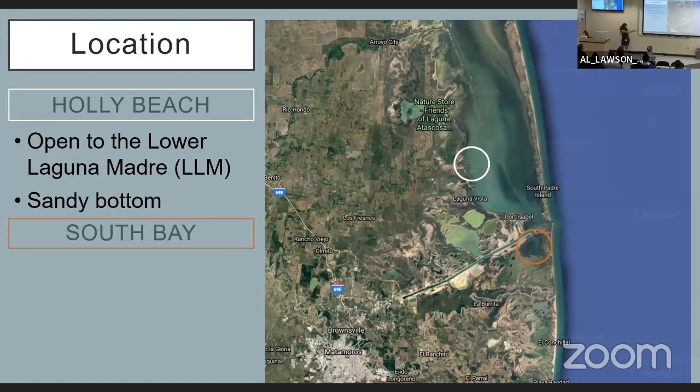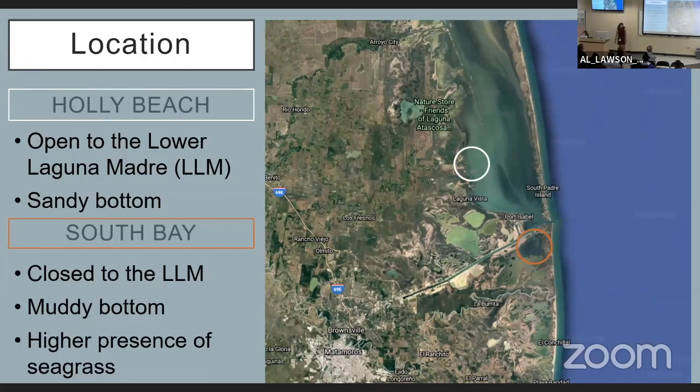Whereas our second site down below is called South Bay. That's our bay system. It's more closed off from Laguna Madre, much more protected. It has more of a muddier bottom, and there's a higher presence of seagrasses, which you can kind of tell. The bottom one, South Bay, is a lot darker colored than the top one, so you can already tell those differences.